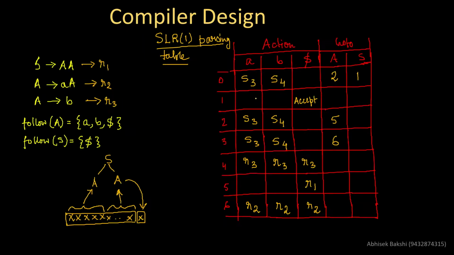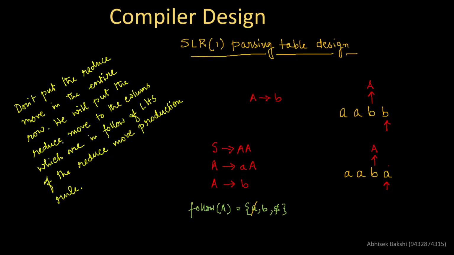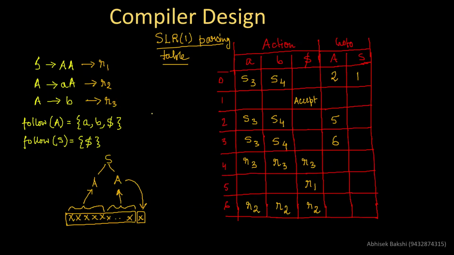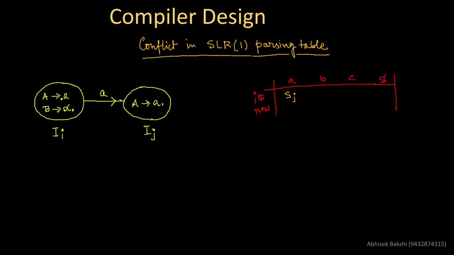Now, in case of an SLR(1) table, we don't put the reduce move in all the columns, rather under the follow of the LHS. Assume that B to α is the final item, and because of this the ith row should have some reduce move, but not in all the columns. Put it under the follow of the left-hand side, that means under follow of capital B.